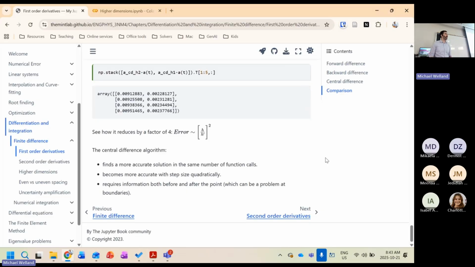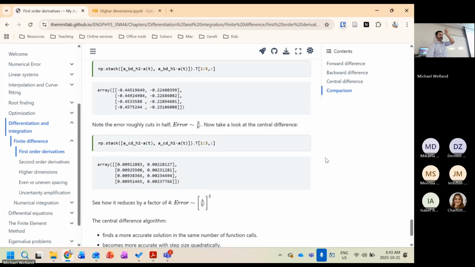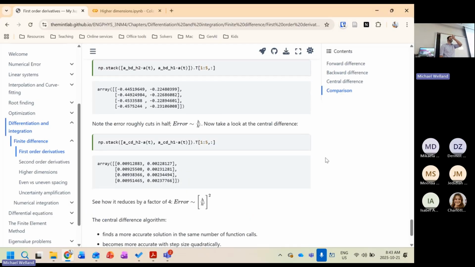It does require information. So if you're at this point here, it is going to require information from over here and over here, right, in order to get that. Can you see where that's going to be a problem? You guys have all done, most of you guys have done computational multiphysics at this point. So where is that going to be a problem? Central difference.